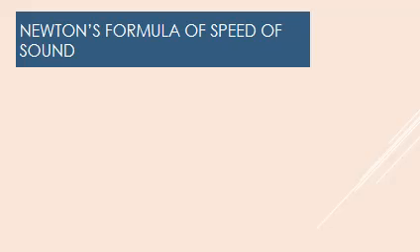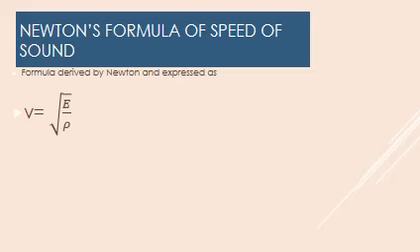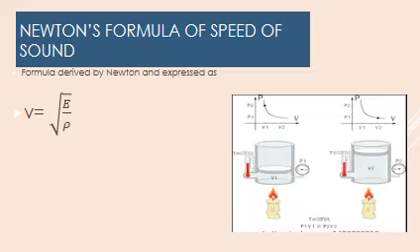The first formula will be Newton's formula of speed of sound. The formula derived by Newton is expressed as v equals under root E upon rho, where E is the modulus of elasticity and rho is the density of the medium. So we are considering only gases here.